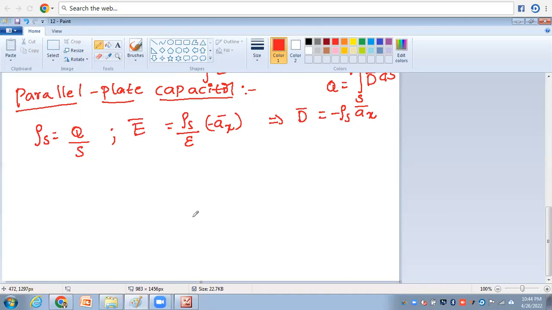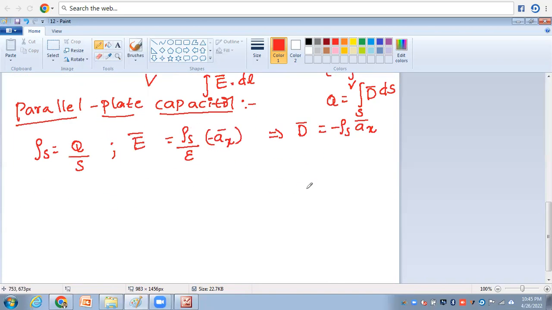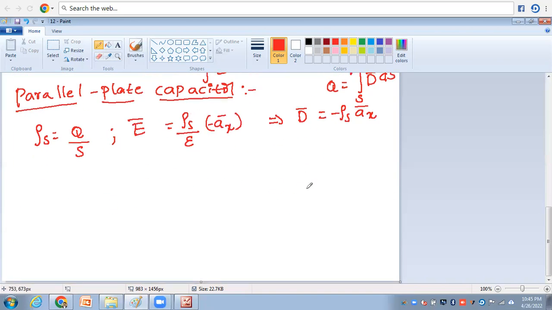Okay, both are same, no issue. Now what is V? Actually, we already discussed this V. If I take 2 to 1, there are parallel plates now. From 2 to 1, so I will write minus integral of E bar dot dl.